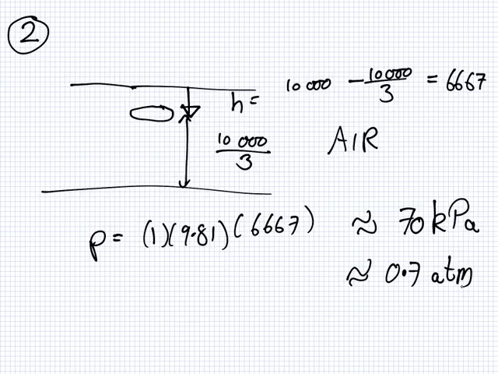What formula did you use? Rho g h. What did you get, this 6667? That's the h. Oh, I did this in my head. So it's at 78, I believe you. 10,000 divided by 3. Yeah. Then 3,300. Then 10,000 minus that.